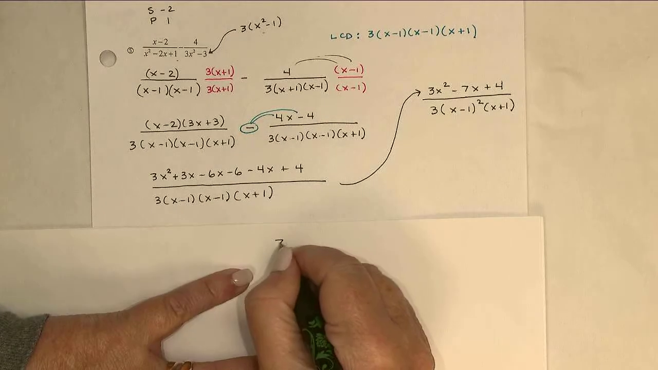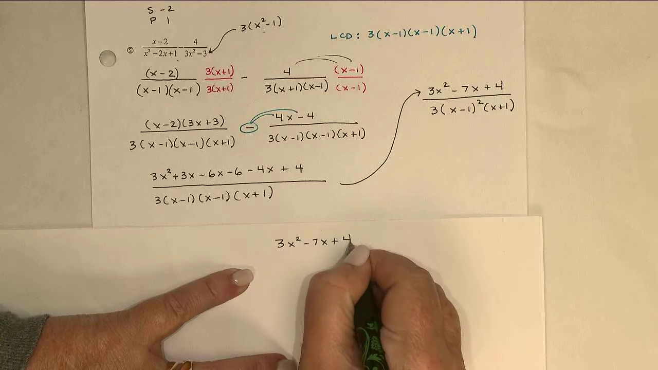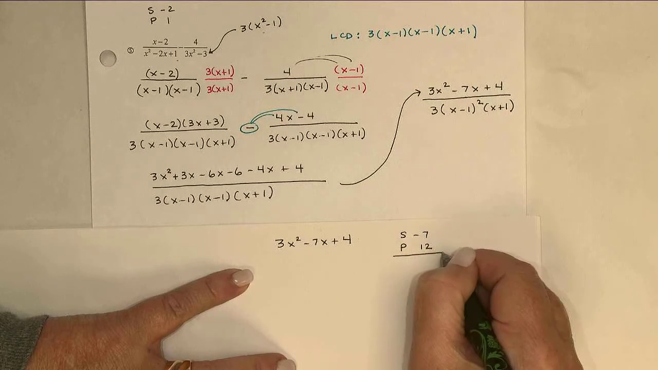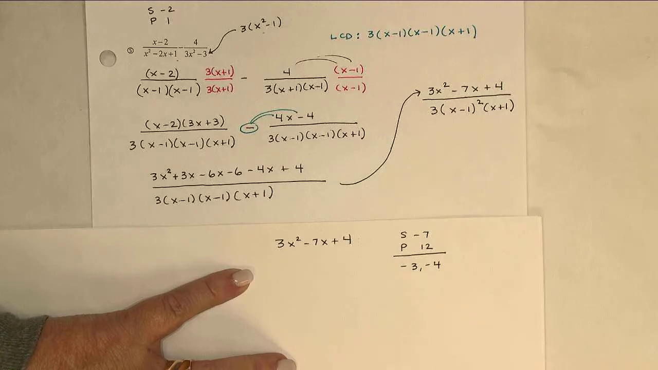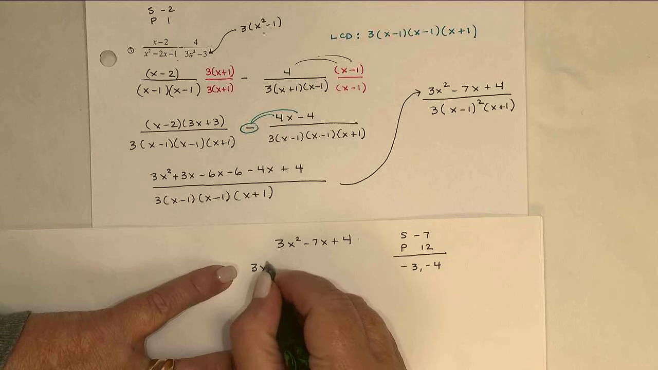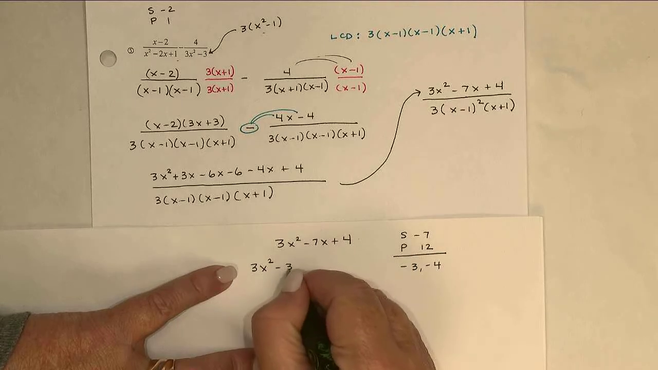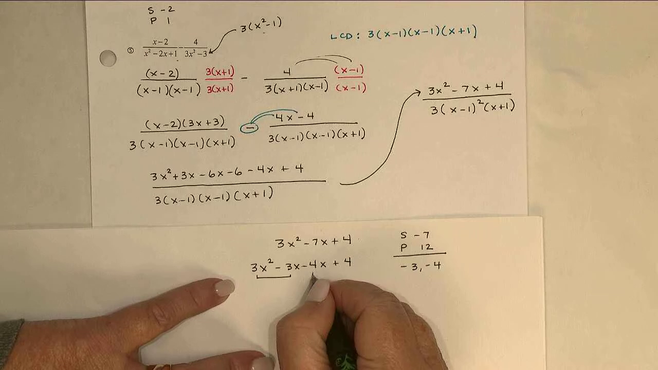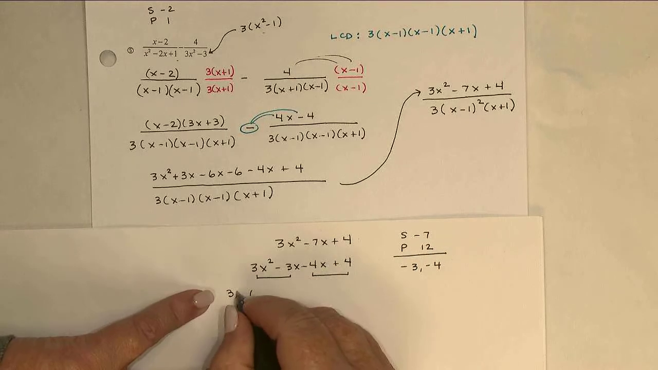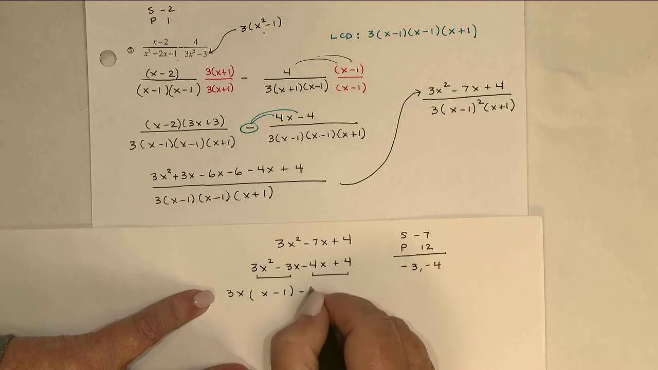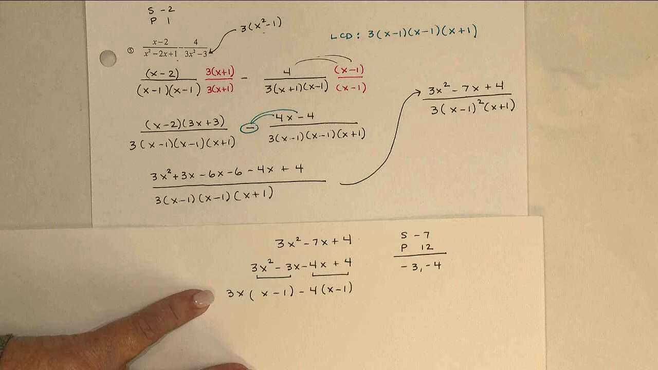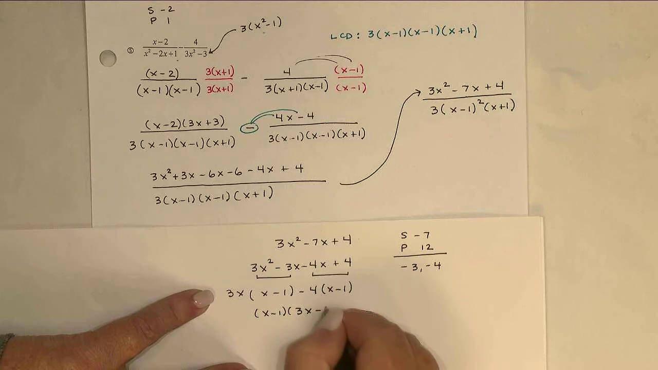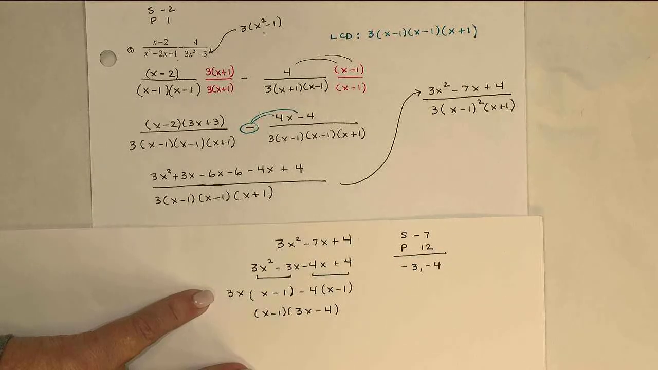If I take my 3x squared minus 7x plus 4 and look for numbers that sum to negative 7 but have a product of 12, I'm going to get negative 3, negative 4. So I have 3x squared minus 3x minus 4x plus 4. I could factor out a 3x and get x minus 1, and then factor out a negative 4, and also get x minus 1. So I have x minus 1 times 3x minus 4. And this time it looks like that was worth doing. I am going to get some reducing.